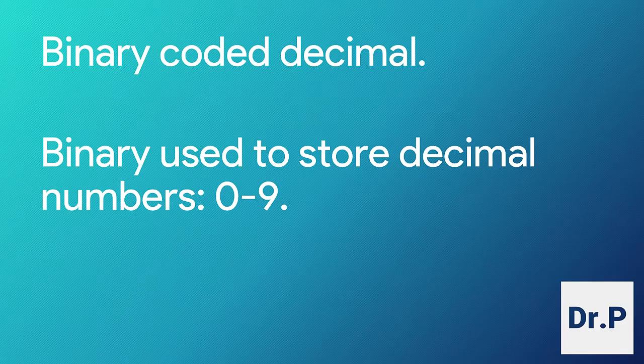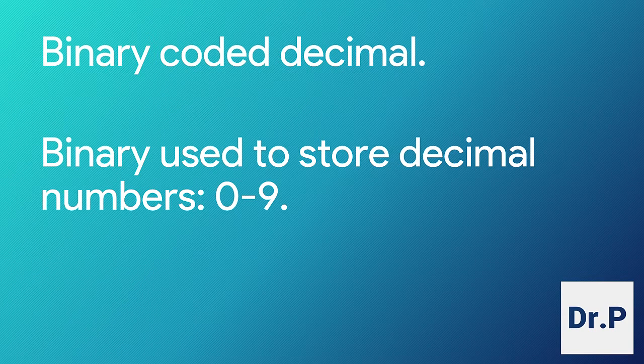BCD stands for Binary Coded Decimal. It's binary, but its purpose is to store decimal numbers. Decimal numerals go from 0 through 9. Therefore, we require 4 bits of binary, called a nibble, to represent each decimal character.